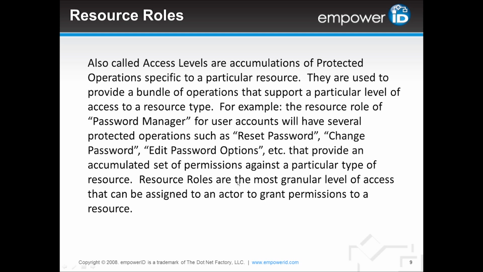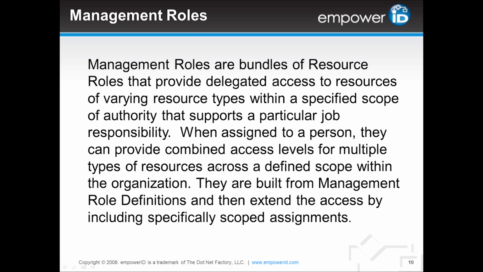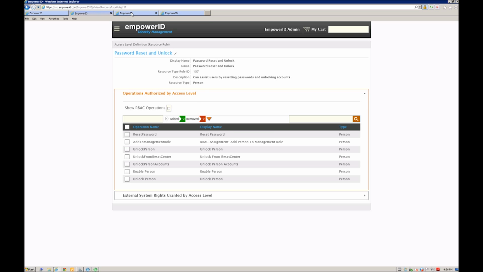So now let's take a look at the next level up from our resource roles, which is our management roles. Now, management roles are simply bundles of resource roles that provide delegated access to resources of varying resource types within a specific scope of authority that supports a particular job responsibility. Now, when assigned to a person, they can provide combined access levels for multiple types of resources across a defined scope within the organization. They're built from management role definitions and extend that access by including the scoped assignments. So let's take a look at an example of one of those management roles.